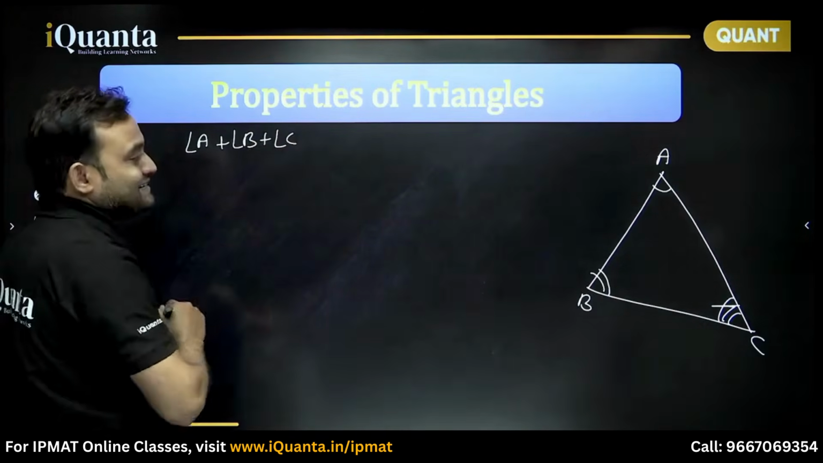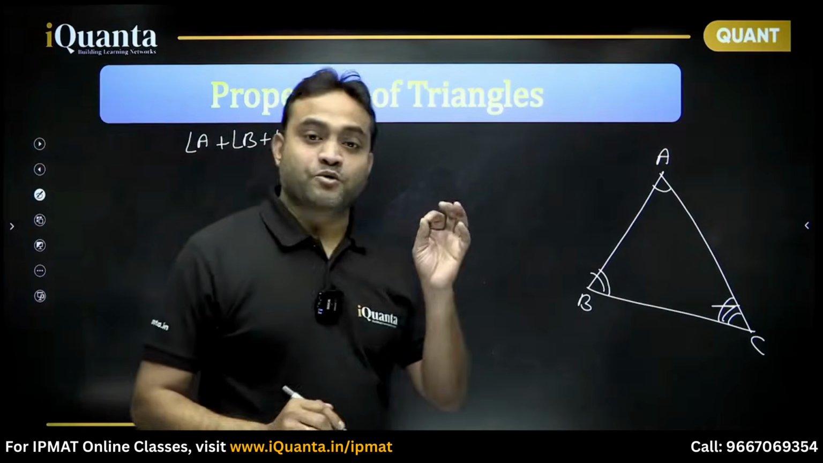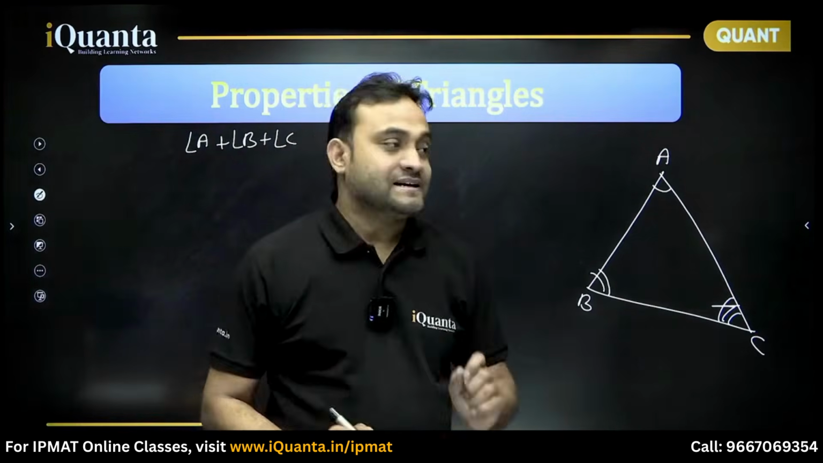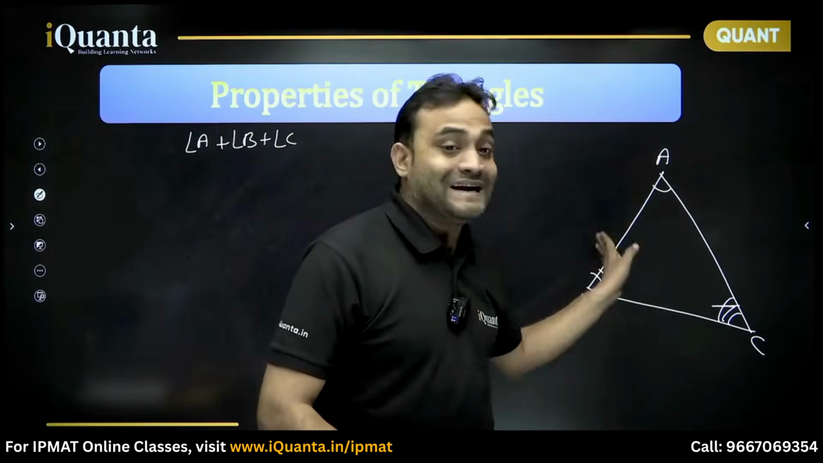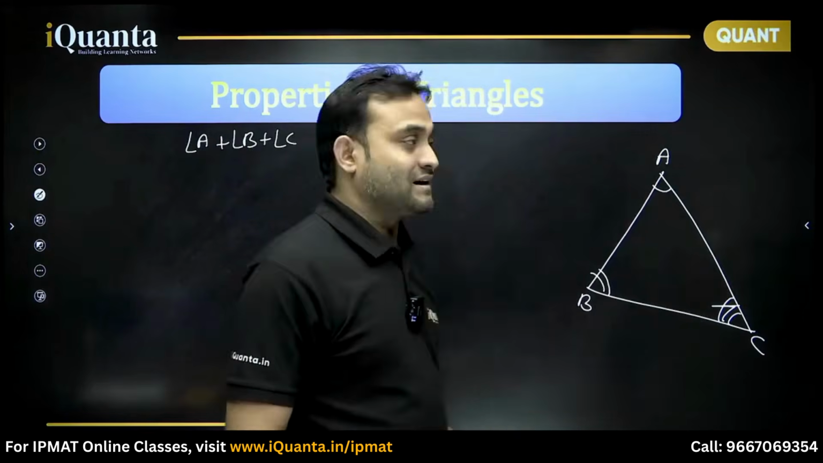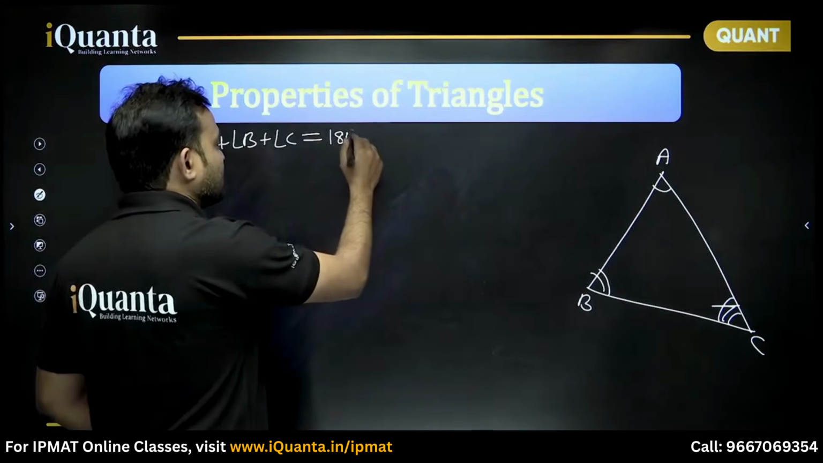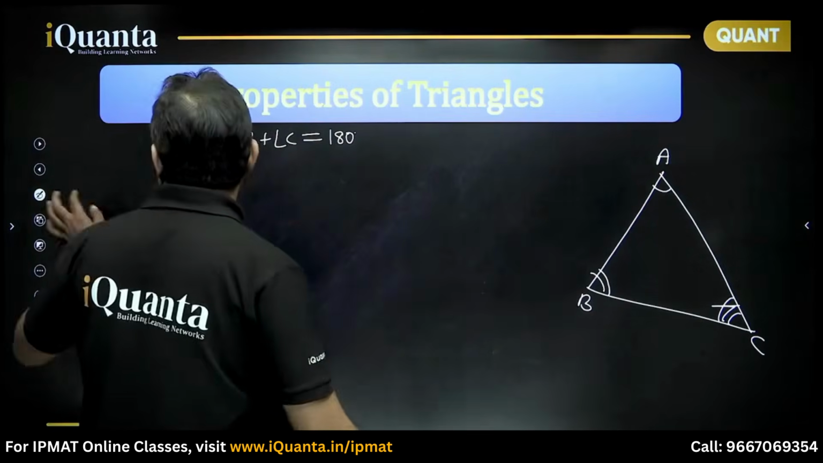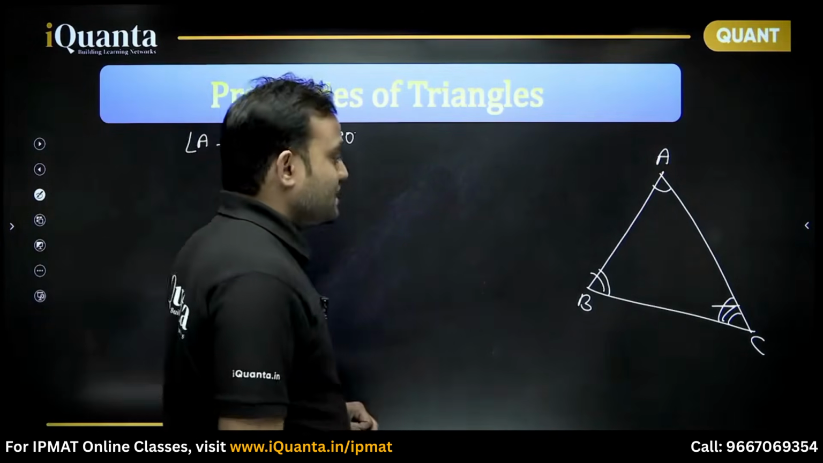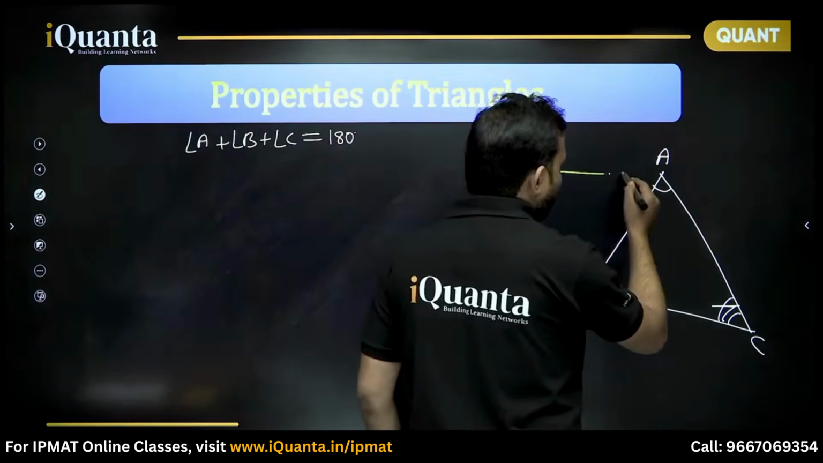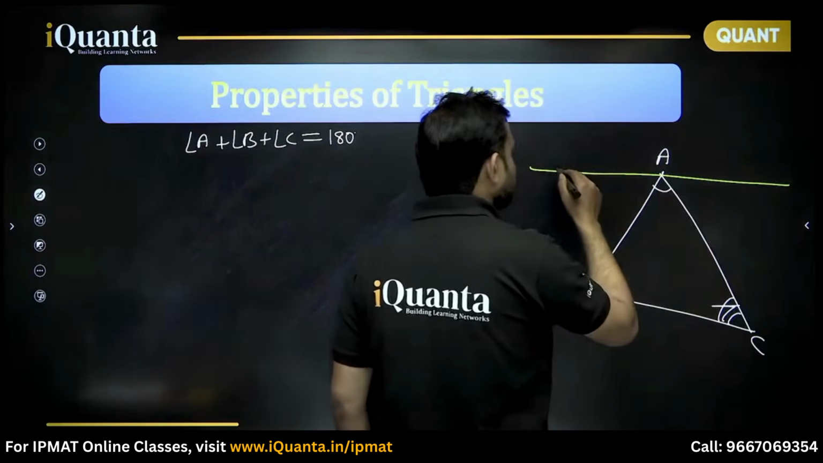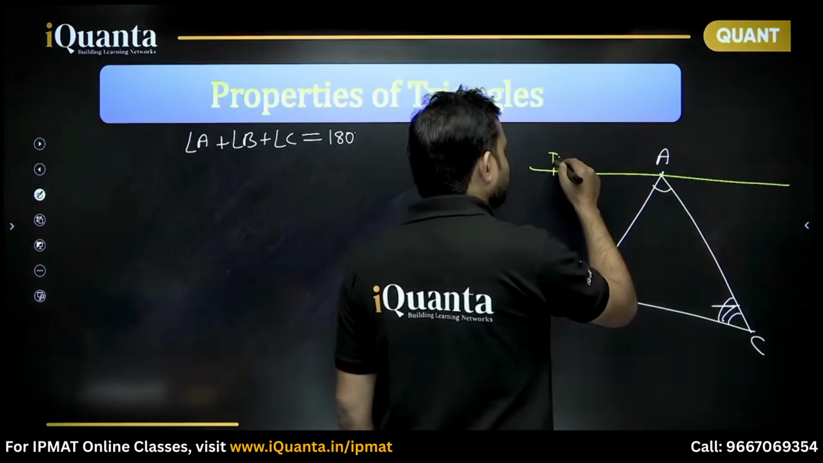So in that case, the first property of a triangle is that the sum of all the interior angles of a triangle is equal to 180 degrees. Now let's try to understand the reason behind it. If I draw a line which is parallel to BC, let's say this line segment is DE.